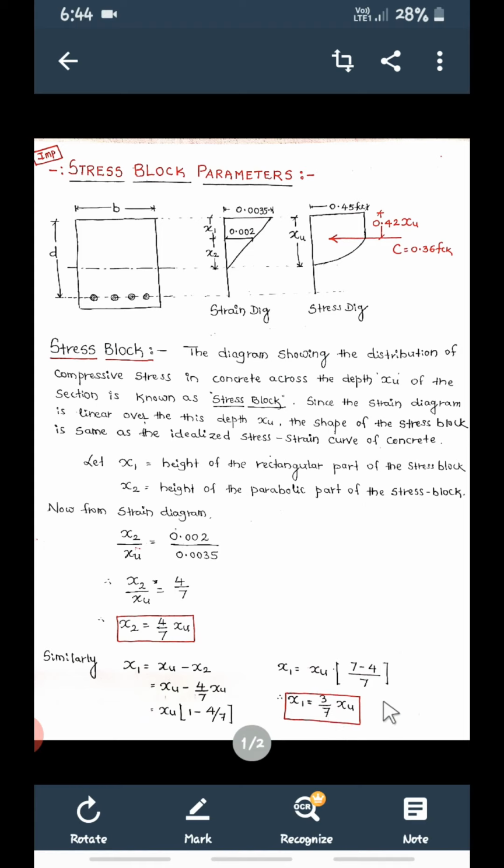So first, from the strain diagram, we find x1 and x2. This x2 is 4 by 7 xu, and this x1 is 3 by 7 xu. First we calculate x1 and x2, then we calculate this area. The total area of this stress block is in the shape of a parabola.